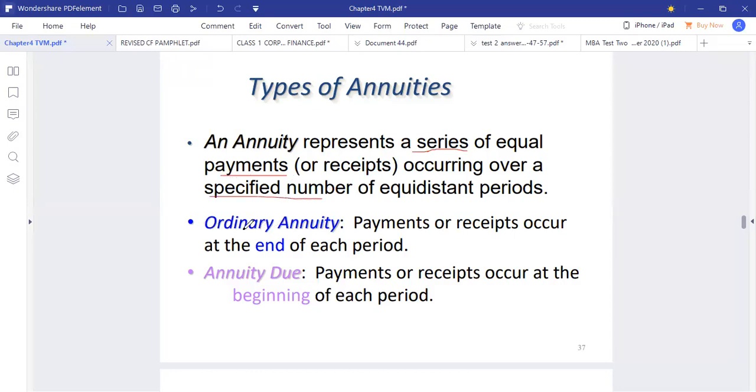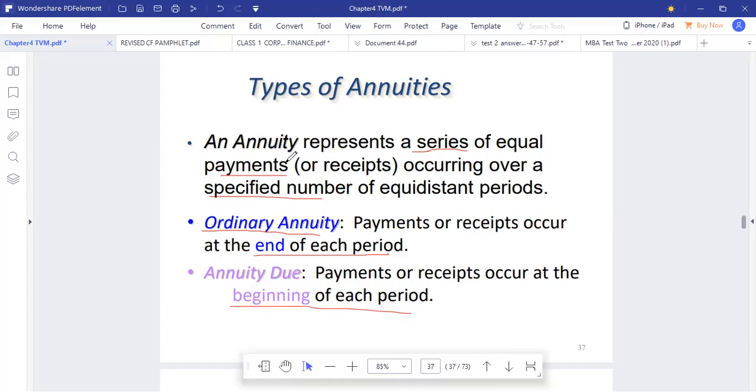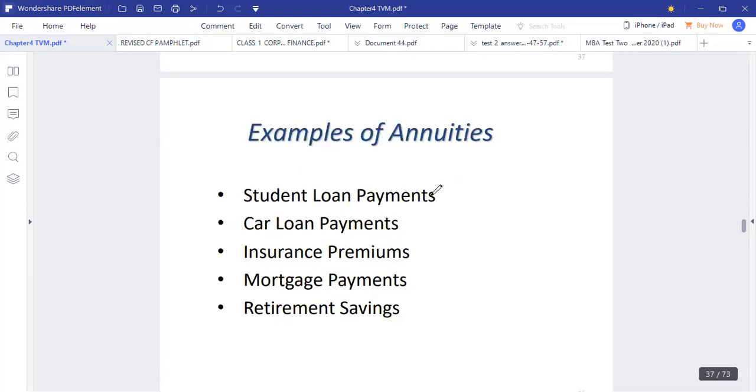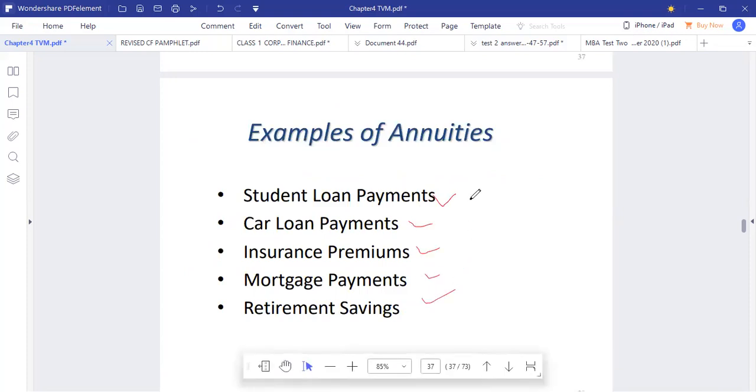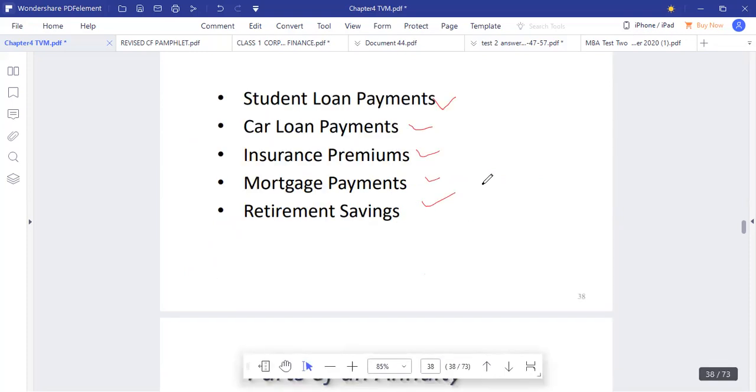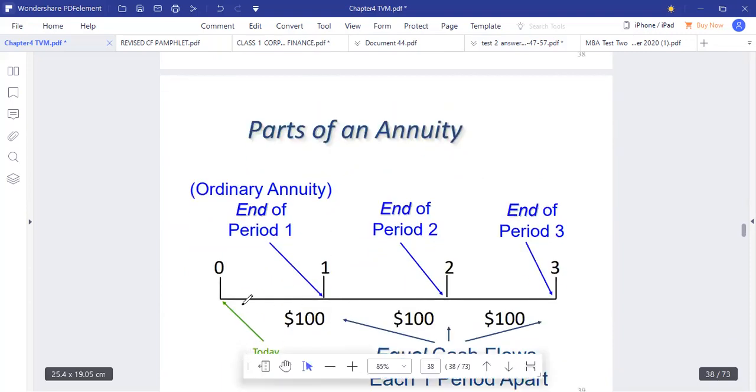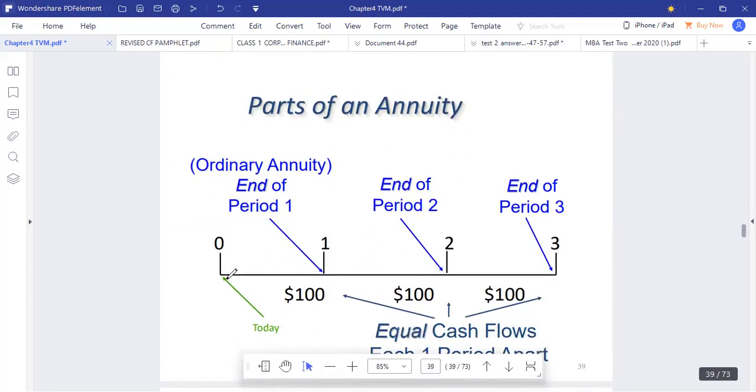So if it's an ordinary annuity, it's made at the end of the period. If it's an annuity due, it's made at the beginning of a period. So examples of annuities, we have student loan payments, car loan payments, insurance, mortgage payments, retirement savings, or even rentals. So if it's made today at the beginning of a period, it's called an annuity due. If it's made at the end of a period, it's called an ordinary annuity.